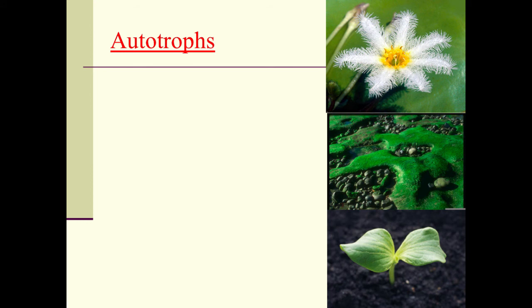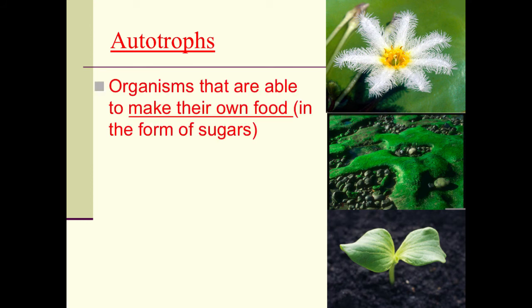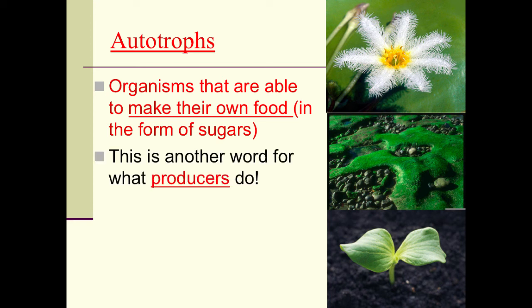Autotrophs. This is a word that you learned in 6th grade. It is an organism that is able to make their own food in the form of sugar. Auto means it automatically does it. So all plants are considered autotrophs. Another word for this are called producers.